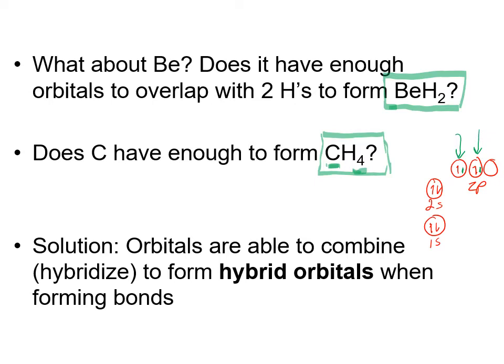So based on that, carbon could only share 2 orbitals. And if it can only share 2 orbitals, it could only form 2 bonds. Clearly, it doesn't do that. It forms 4 bonds all the time. So how does it do that? And we're going to explain how it does that using this idea of hybridizing the orbitals.